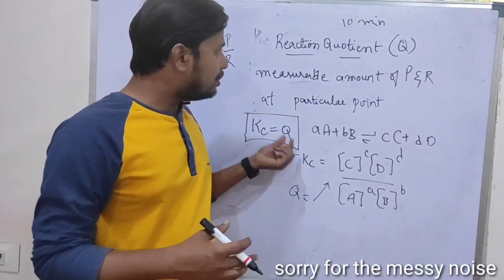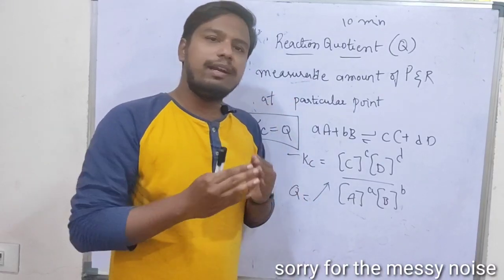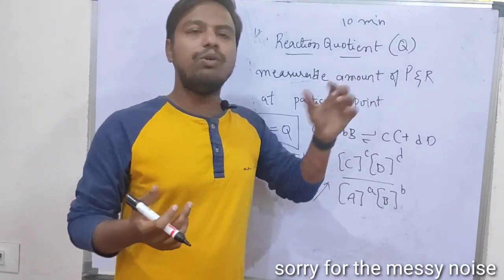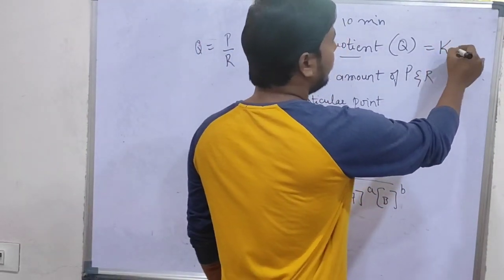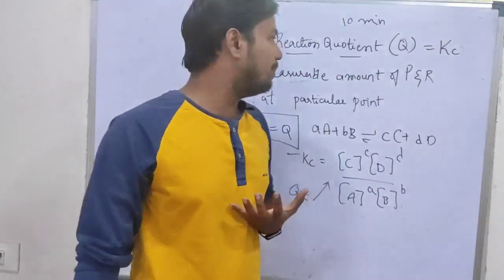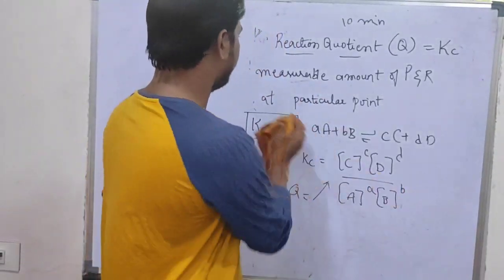Now what does this Q do? At a particular point, we cannot say that the system is in equilibrium. So what does Q do? Q tries to attain that equilibrium. That means Q wants to become Kc, the equilibrium constant. So let's see what happens if Q is increased and what if Q is decreased.